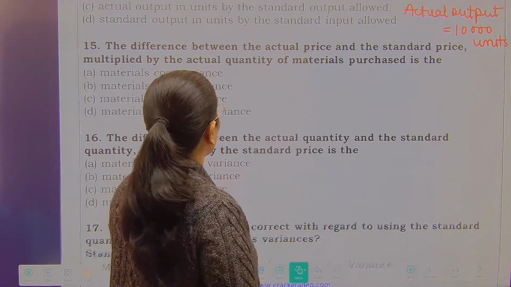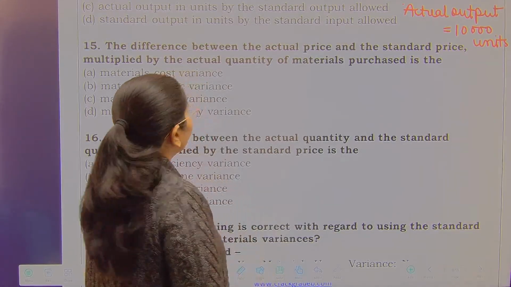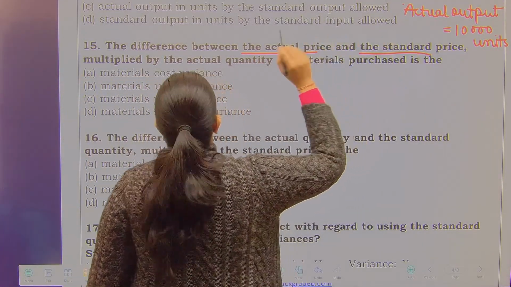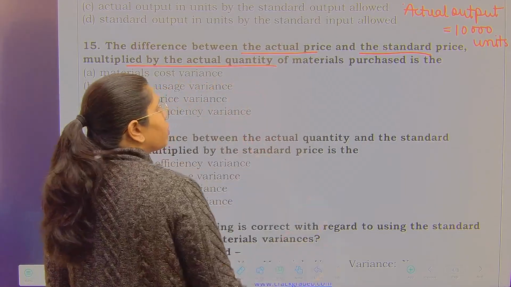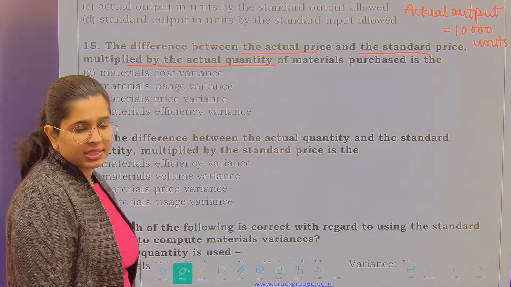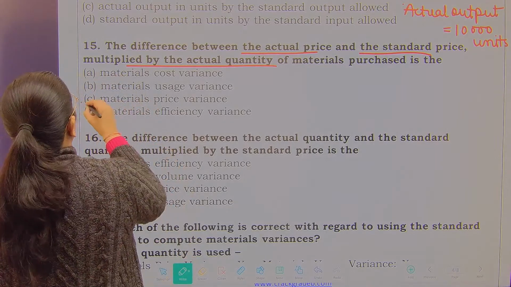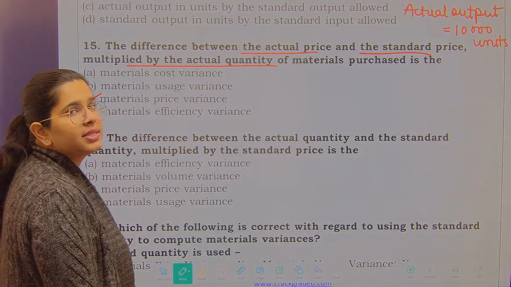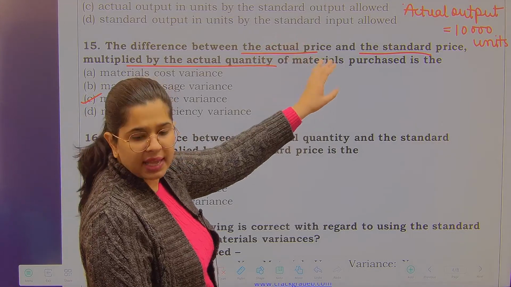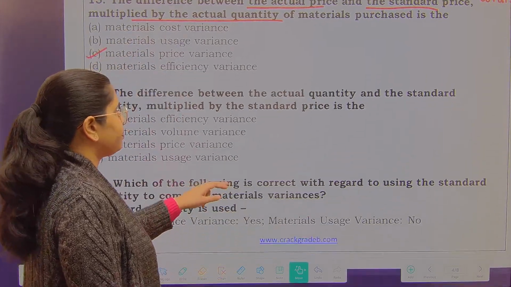So this is how you have to find out the answers to these questions. Next is: the difference between actual price and the standard price multiplied by the actual quantity of materials purchased. You are finding out the differences between the actual price and standard price. That means clearly you are finding out the material price variance, right? Why? Because you are comparing standard price with the actual price multiplied by the actual quantity. Next question.